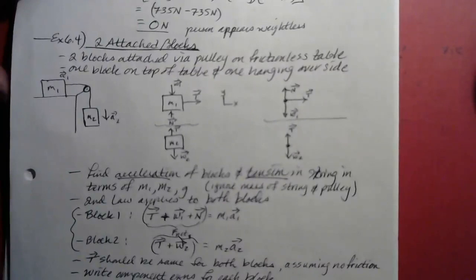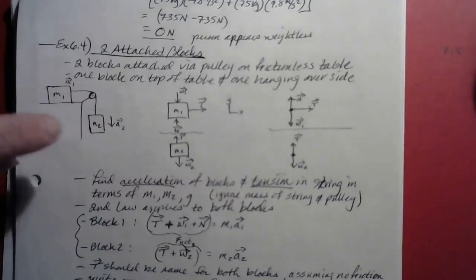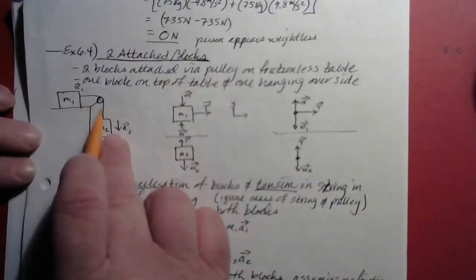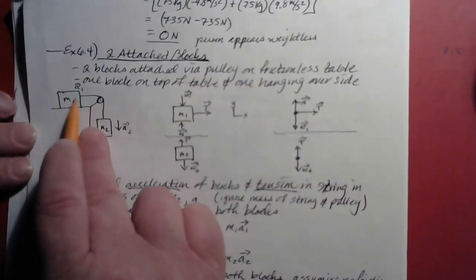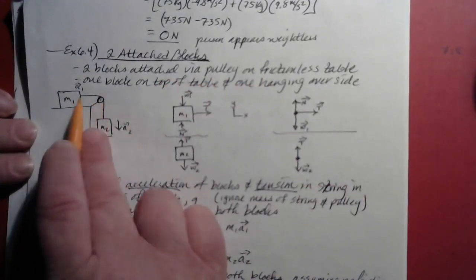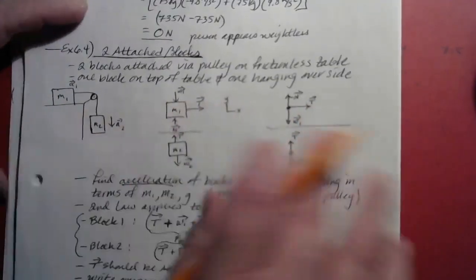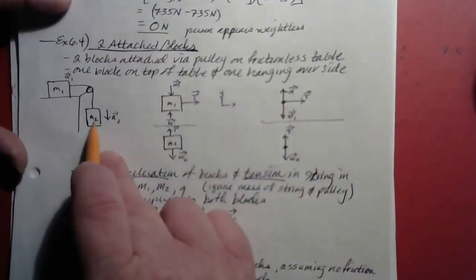Okay, one more example is the example of two attached blocks. This is what I was mentioning was going to come back in the next chapter to haunt us, and here it is. You've got two blocks that are attached via a pulley. The table is frictionless. The pulley is also assumed to be frictionless, and the mass of the cord and the pulley are considered to be insignificant, which makes the problem a lot easier. And you've got one block, the block labeled M1, on top of the table. Remember, the tabletop is frictionless. And M2 hanging over the side.